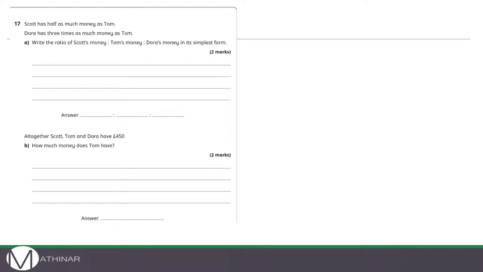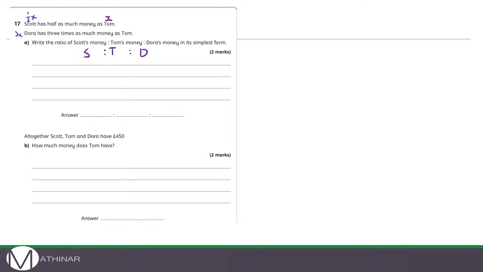Ratio. Scott has half as much money as Tom. Dara has 3 times as much money as Tom. Okay, so let's say that Tom has X amount of money. Scott has half as much money as Tom, so Scott has a half X, and Dora has 3 times as much money as Tom, so Dora has 3X. Write a ratio of Scott's money, Tom's money, and Dora's money. So S, T, and D.